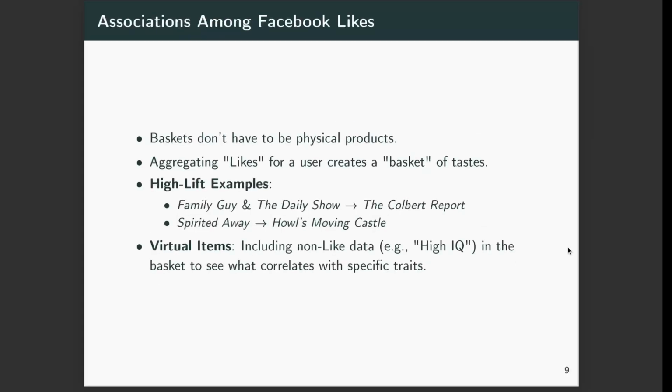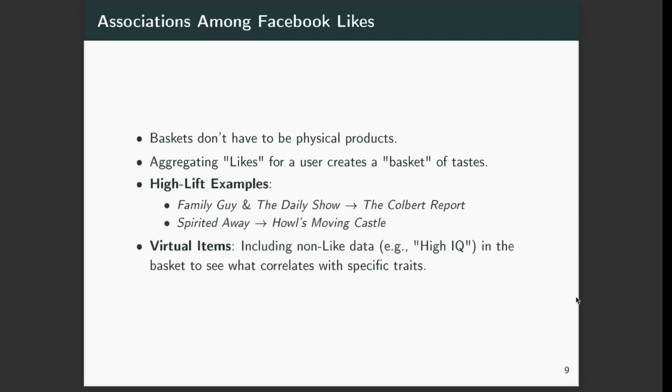Now I want to show you how radically this framework generalizes beyond retail. This is one of the most intellectually exciting aspects of market basket analysis. The concept of a basket can be redefined for almost any domain. Consider social media. On Facebook, a user can like pages, artists, shows, movies, books, and ideas. If you think of each user as a transaction and their full set of likes as their basket, then you can apply association discovery to understand which likes tend to cluster together. High-lift associations tell you about cultural tastes and the surprising connections between them.